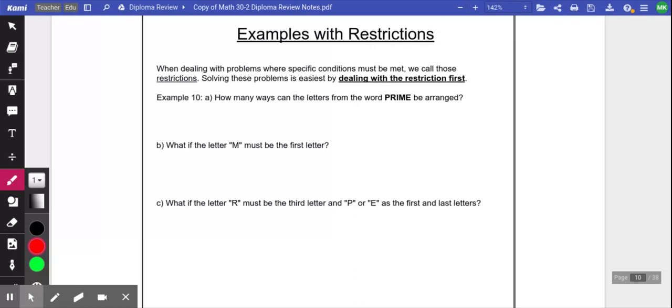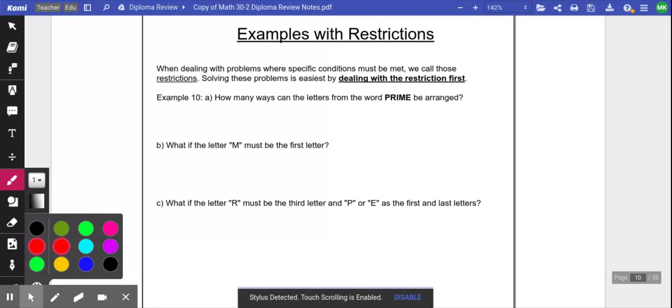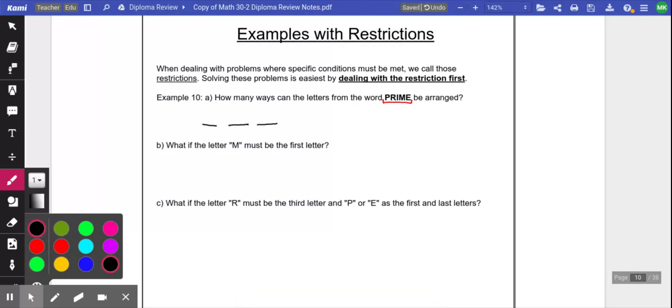Yesterday, we watched a video and we learned about the fundamental counting principle. Let's do a quick review question. Example 10a: how many ways can the letters from the word prime be arranged? There's 5 letters, so I'm going to use the fundamental counting principle. You put 5 empty slots and ask how many different letters could go in the first spot. Well, there's a P, R, I, M, or E. Any of those 5 letters could go in the first slot.